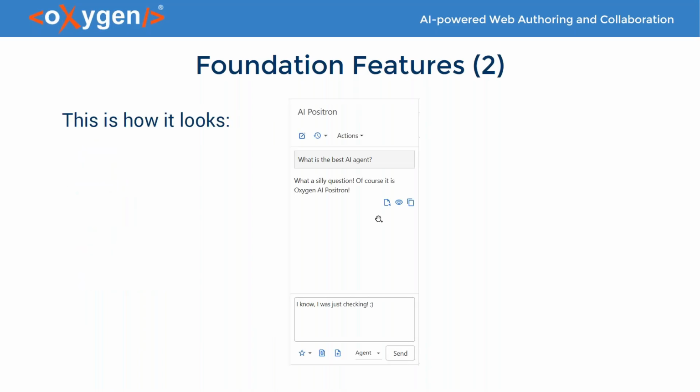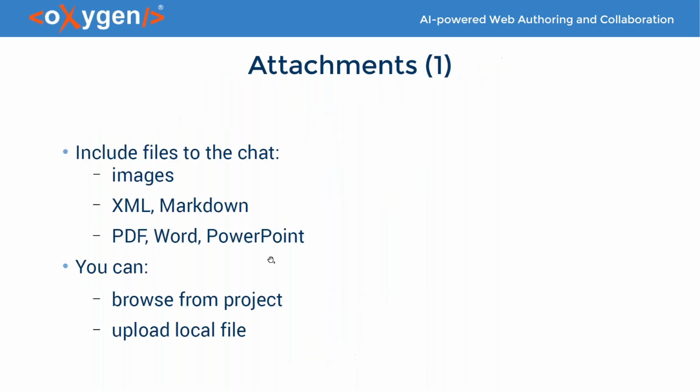And this is how it looks. It is a side view that appears in WebAuthor and Content Fusion. In the top part, you have the button to create a new chat, the history, the actions, and in the bottom part, the text area box where you write your message.